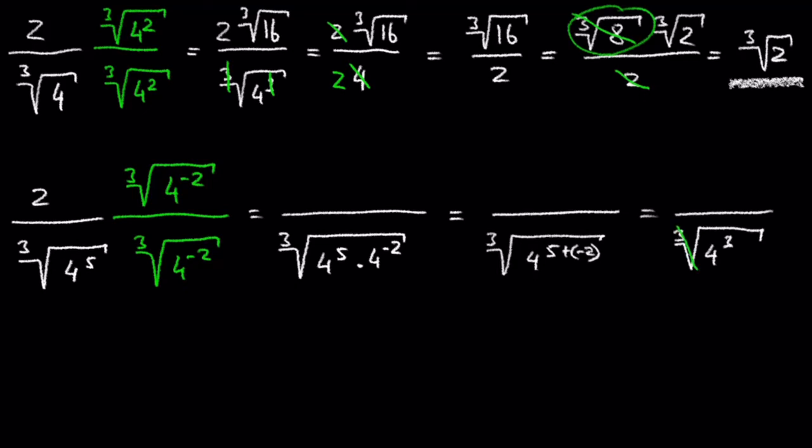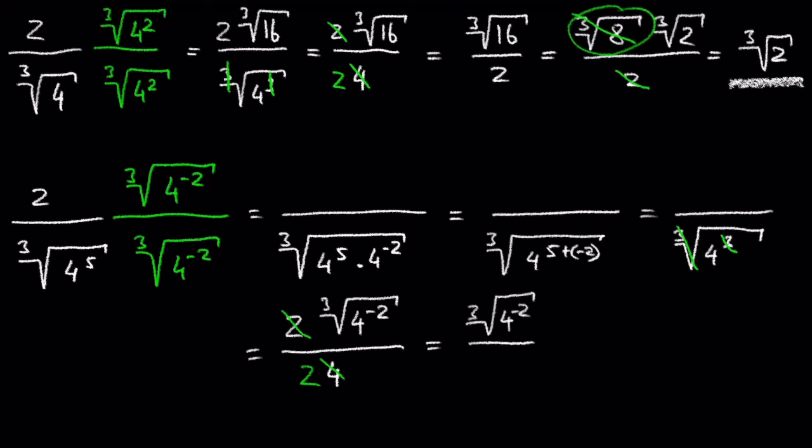And after cancelling out the 3, we get 4 at the bottom of our fraction. Cancelling out the 2 and 4, leads us to the third root of 4 to the negative 2 over 2. If the problem says to write your answer without roots, you can write the third root of 4 to the negative 2 as 4 raised to the negative 2 over 3.